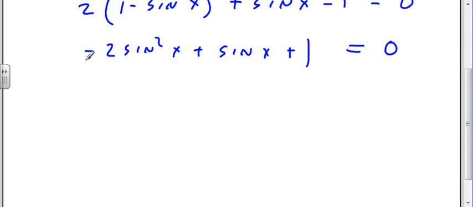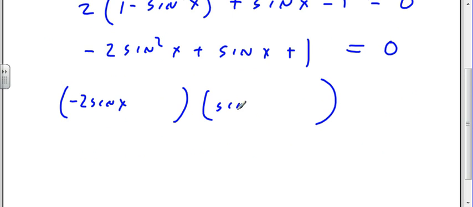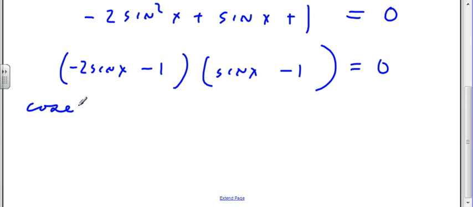Can I factor that? Yeah, I should be able to factor that. I've got minus 2 sine x, I have sine x, I've got a minus 1, a plus, and a plus. Yeah, that factored. Okay, so I have 2 possibilities. Case 1, sine x is equal to 1. Well, I look at the sine function, and that only happens at one point, pi over 2. So that's one of my answers.